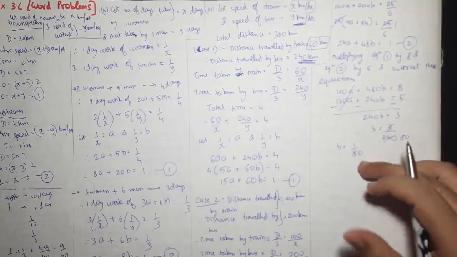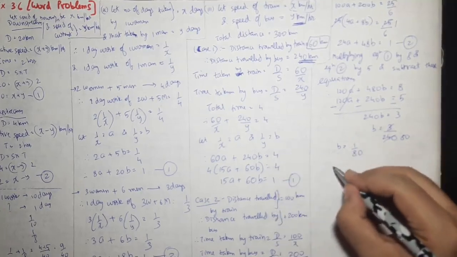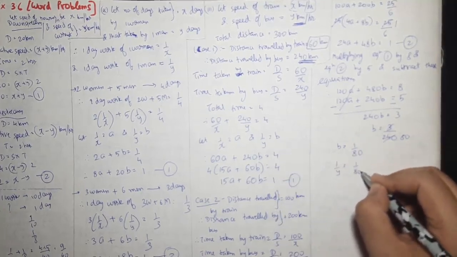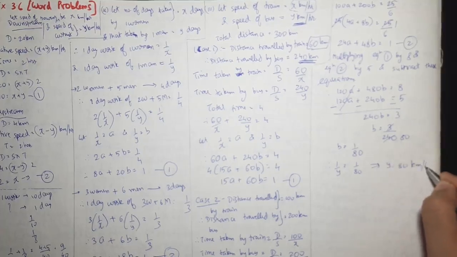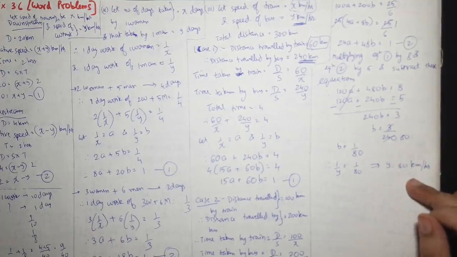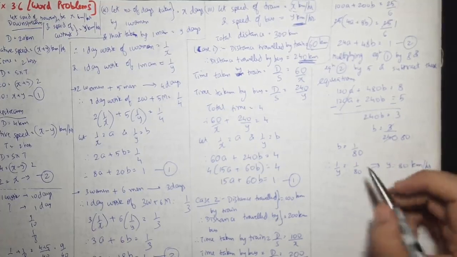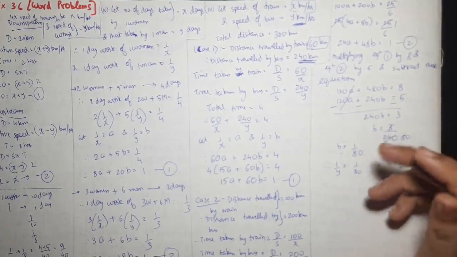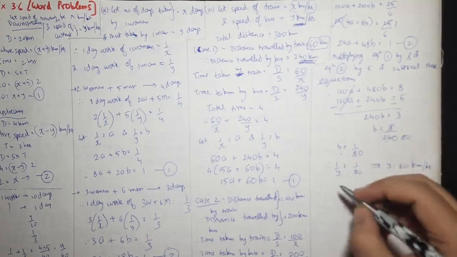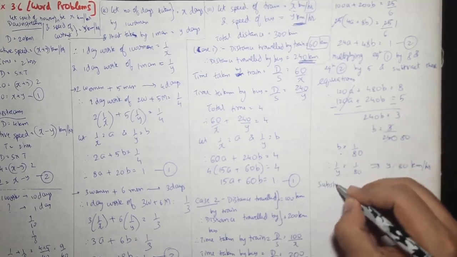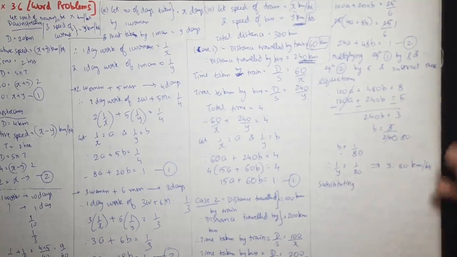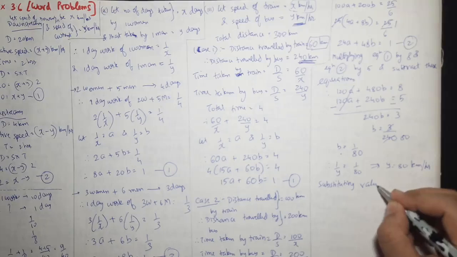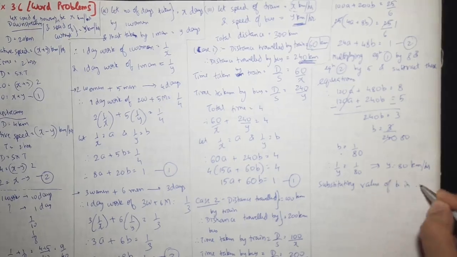As we know the value of b, what is b? b is 1 by y. Therefore 1 by y equals 1 by 80. This will give y equals 80 km per hour. This is the speed of the bus. Substituting the value of b to find a first, and using a we will find x. Substitute the value of b in equation number 1.